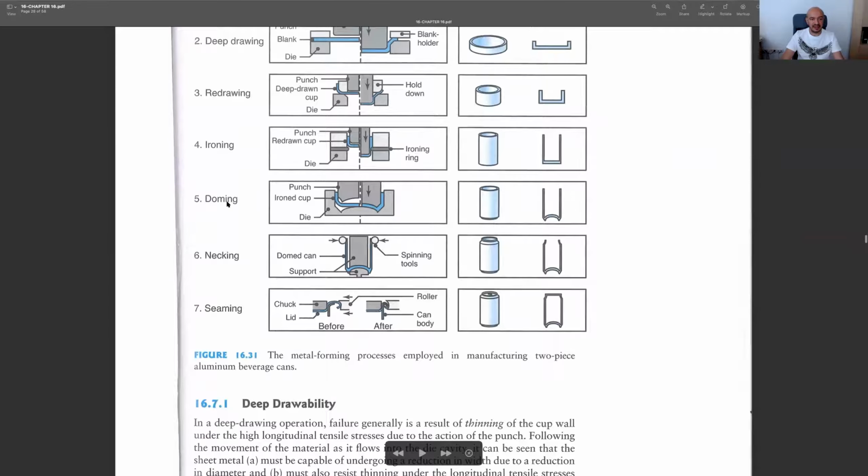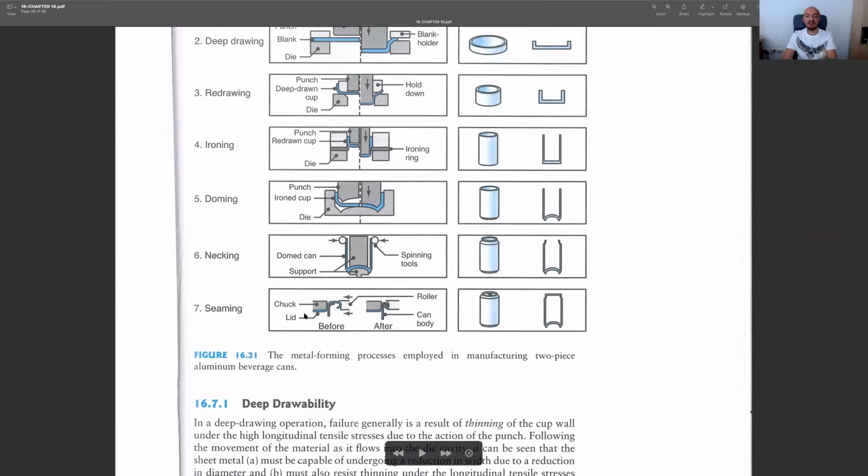And then later we do a kind of bending and forming operation. You see we have a special die here. The bottom of this cup is deformed in the shape of a dome. Then we do necking, and this is done at the edges of the upper part. This is a preparation stage for the last part.